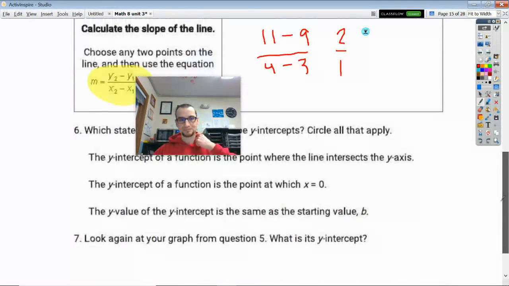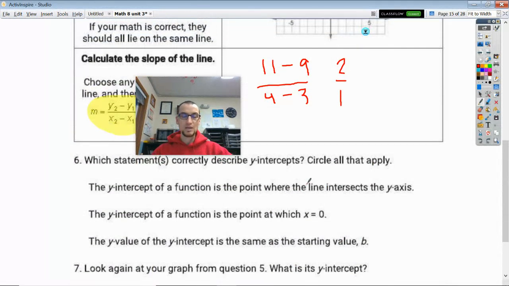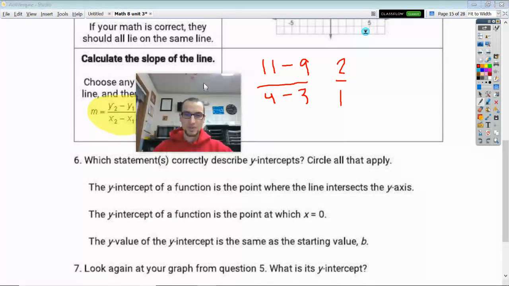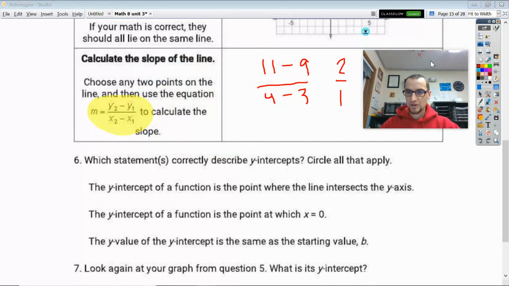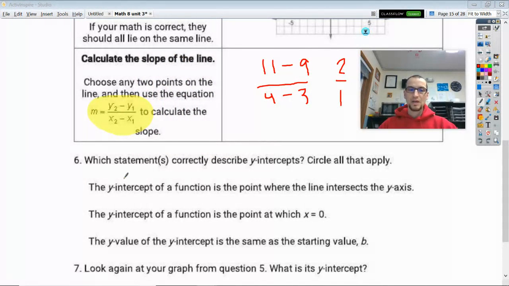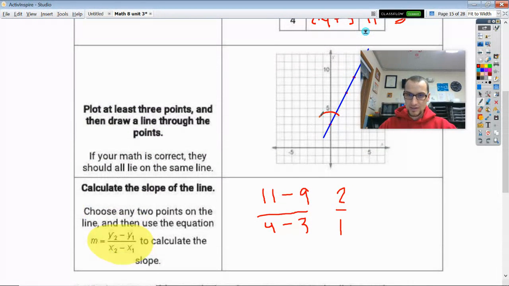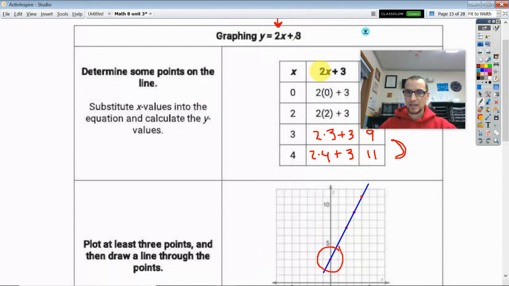All right. Which statement correctly describes y-intercept? Circle all that apply. The y-intercept of a function is the point where the line intersects the y-axis. Let's check. This is the y-intercept. It's the place where the graph intersects the y-axis. And that's 3, and that is the number that they gave us right here, 3. So yeah, that's true.